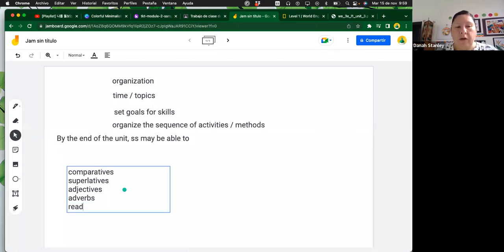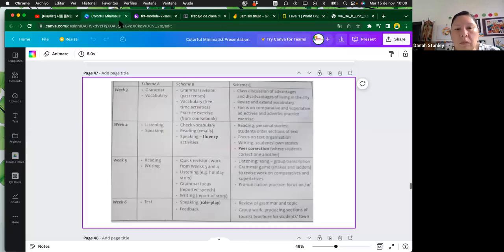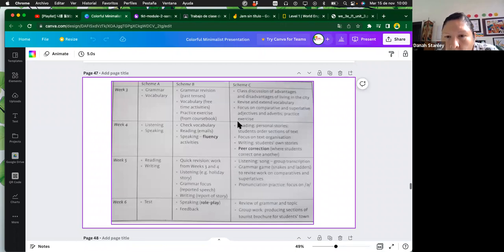Luego tengo reading for specific information, reading. Luego también listening for specific information. ¿Qué más? Writing, pues they are going to write a story. Bueno, in here the writing of the story is because they are going to compare and contrast by using comparatives and superlatives.